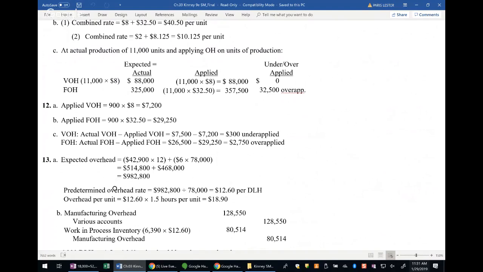And this is what you did in chapter 2. You debit manufactured overhead, you credit various accounts. You credit accumulated depreciation, you credit rents payable, you credit supplies, whatever, okay? You put everything in the factory overhead. Now that's actual. Now, 6390 times 1260 is applied. That's applied, okay?